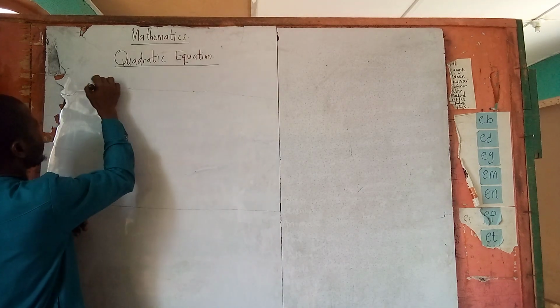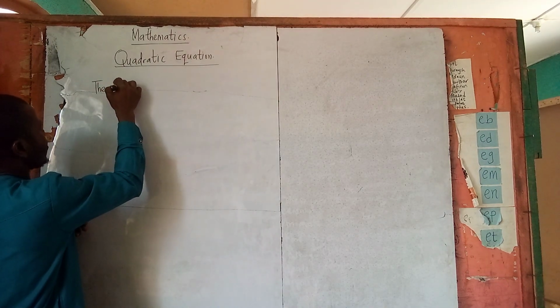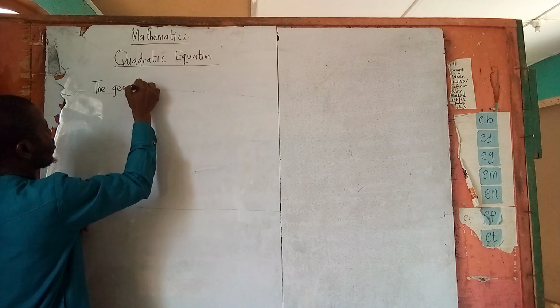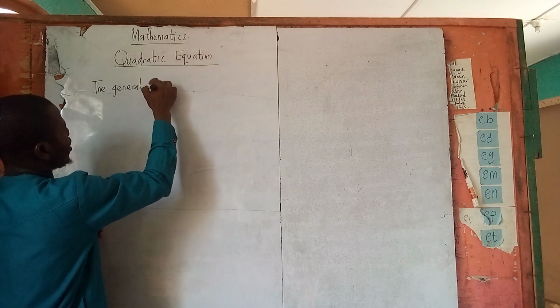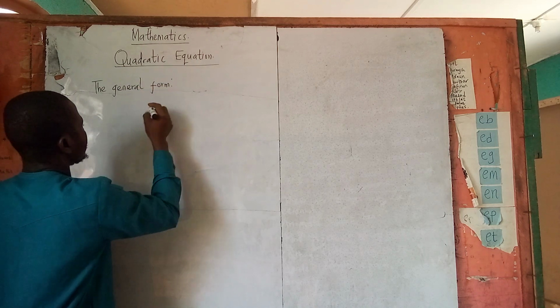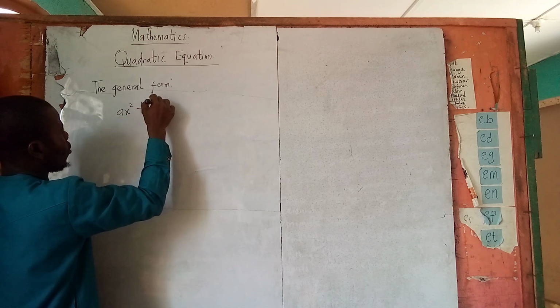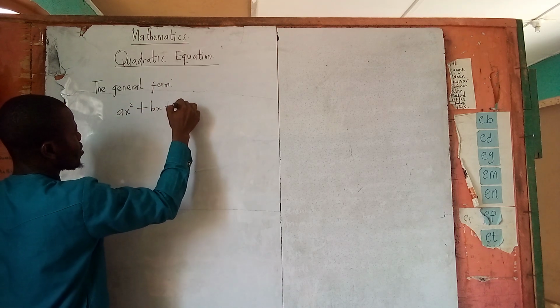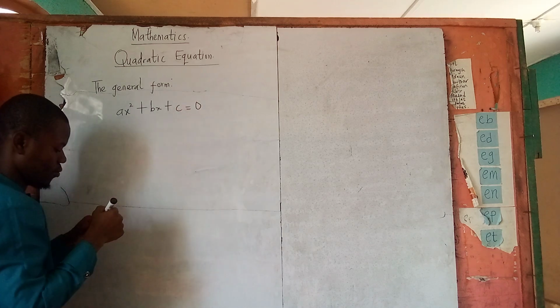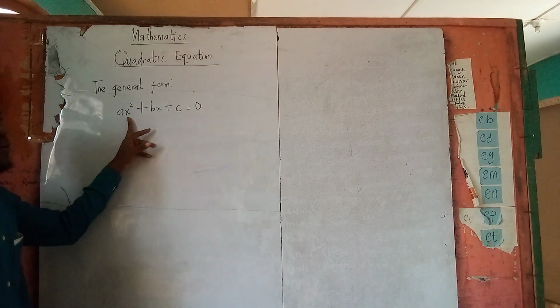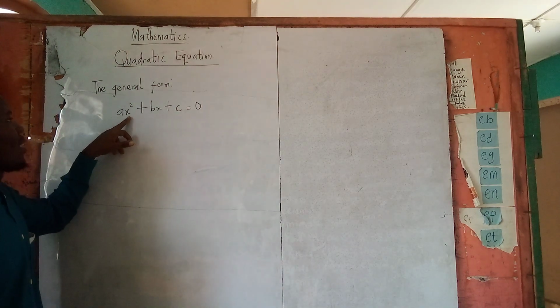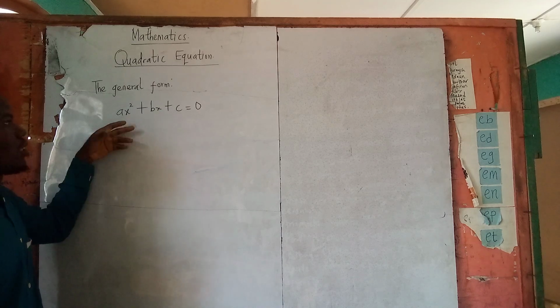So they just take this form. This is the general form of a quadratic equation: ax squared plus bx plus c equals 0. So you see that x here is our variable. So this x here, they are the variables in the equation.